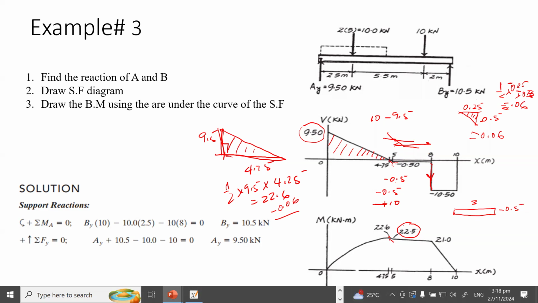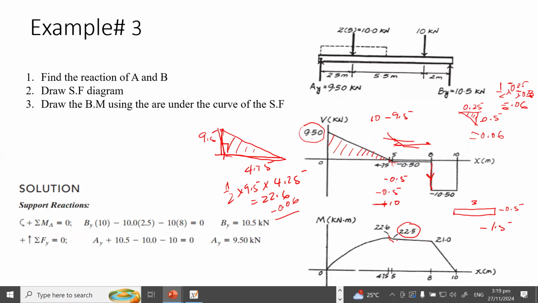Yeah, check that. So it's 0.5 times 3. How much? So you get minus what? Minus 1.5. There's minus 1.5. Minus 1.5 added to 22.5 gives you 21. So you drop it down, and it's a slope.